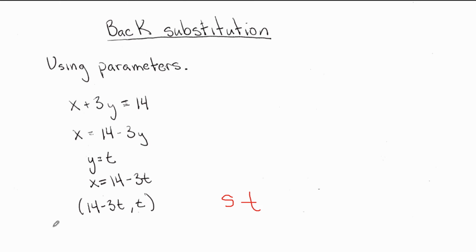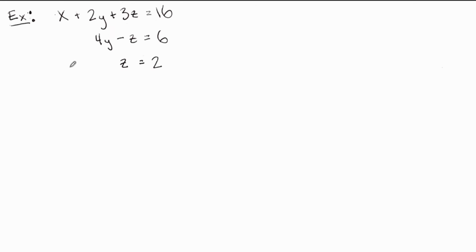Okay, so the other idea is back substitution. Suppose I have a system where x plus 2y plus 3z equals 16, 4y minus z equals 6, and z equals 2. Then in this case I need to solve for x, y, and z, but I've got a pretty nice setup because z equals 2.